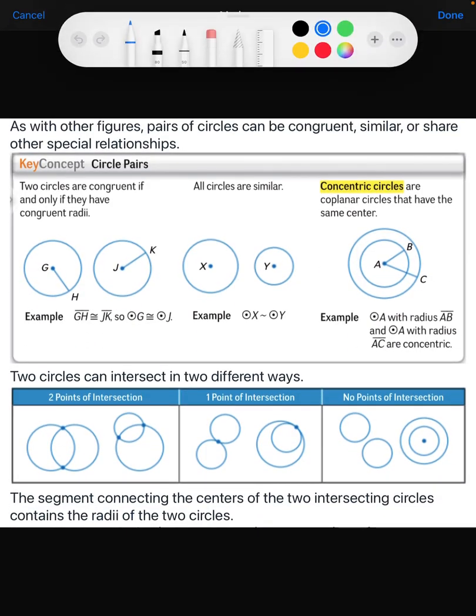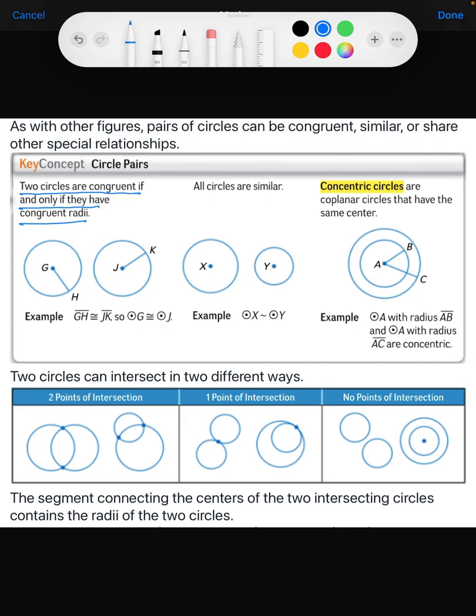All right, so now, as with other figures, pairs of circles can be congruent, they can be similar, and they can have other special relationships to each other. So let's look at different types of circle pairs. If two circles have congruent radii, then they are going to be congruent to each other.